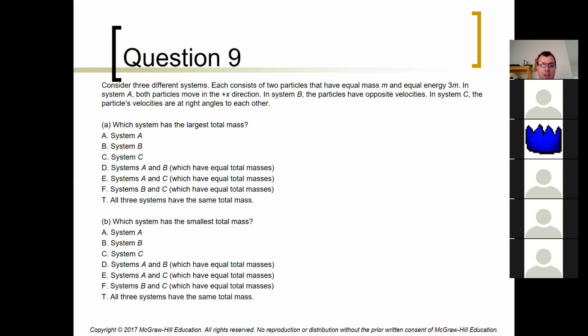And remember, in each system, both particles have the same mass, and in each system, both particles have the same energy. And now you need to think about what is the relationship between the energy of a system, the mass of a system, and the momentum of a system. And I'll be right back.